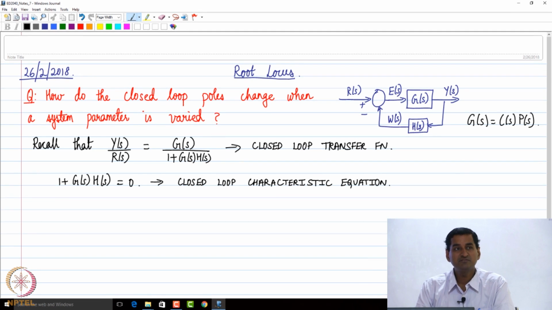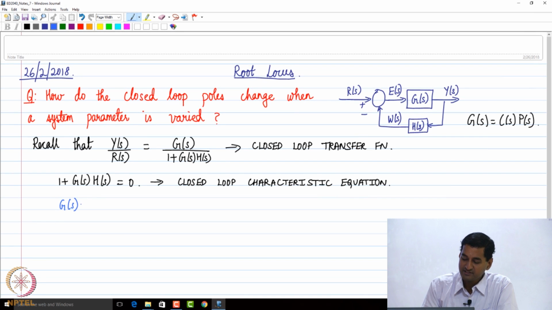Of course, 1 plus G(s)H(s) is what is called the closed loop characteristic polynomial. And why is this important? Just to recap, the roots of the closed loop characteristic polynomial are the closed loop poles. So, that is why we are interested in this equation. This is what we have already looked at.